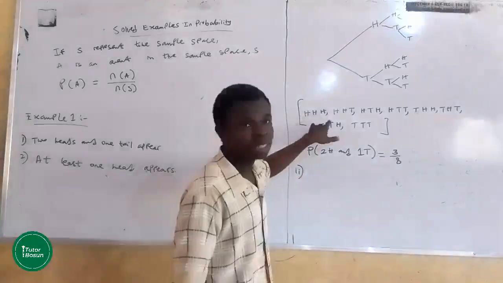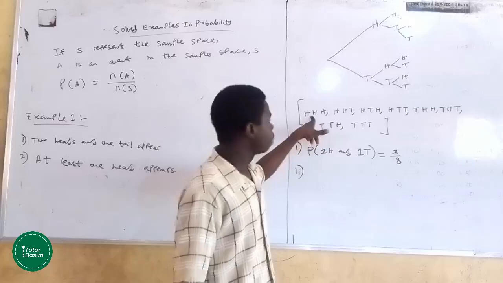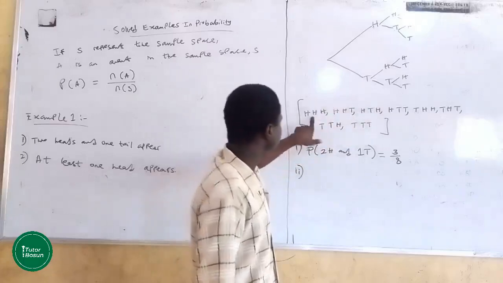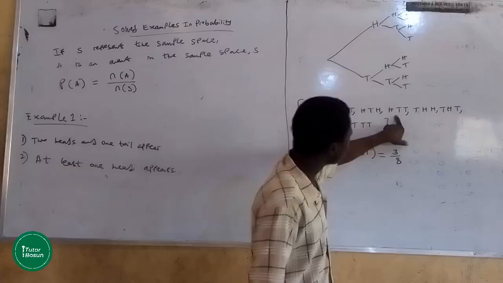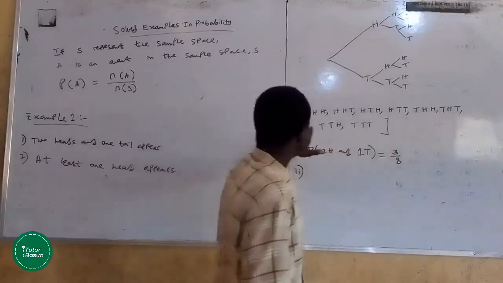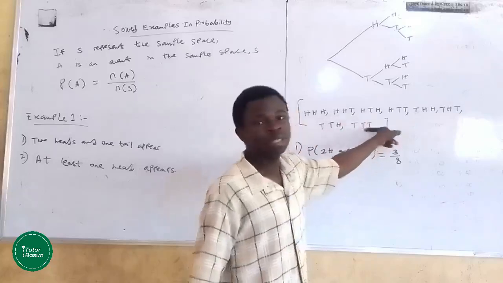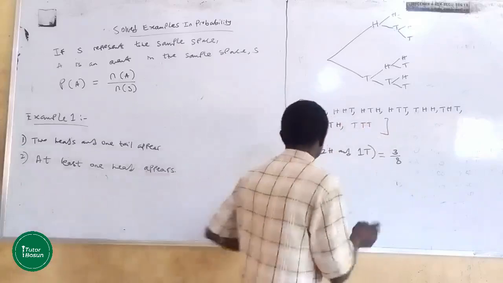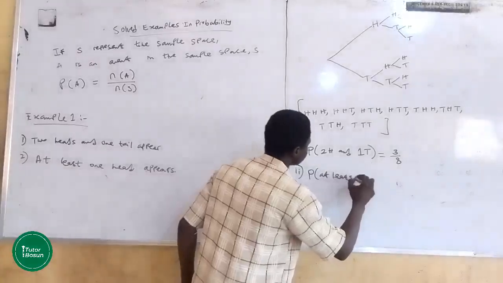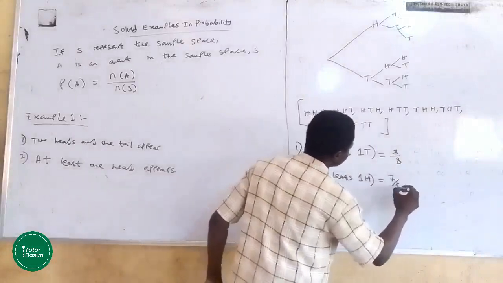So let's say this is having 3 heads. It definitely counts because we are having at least 1 head here. This one also has a head. So we count everything that has a head. 1, 2, 3, 4, 5, 6, this also has a head, 7. It is only this one we will not be counting because it does not have a head. So the probability of at least 1 head is 7 over 8.